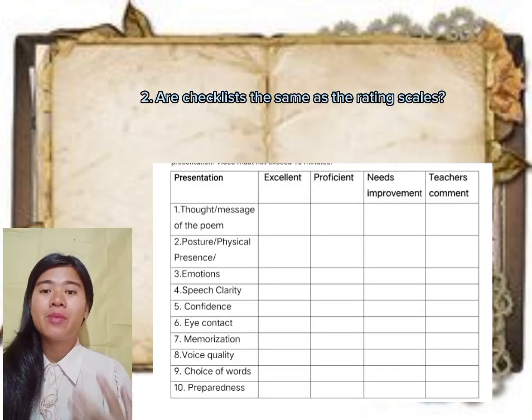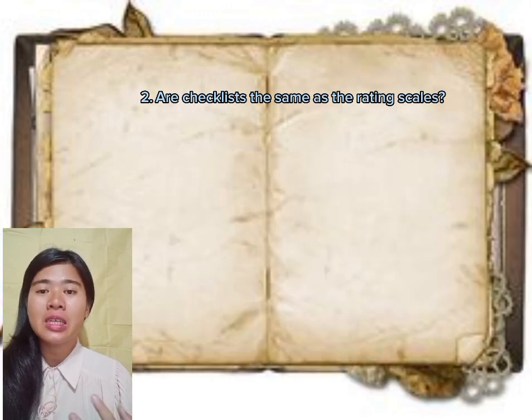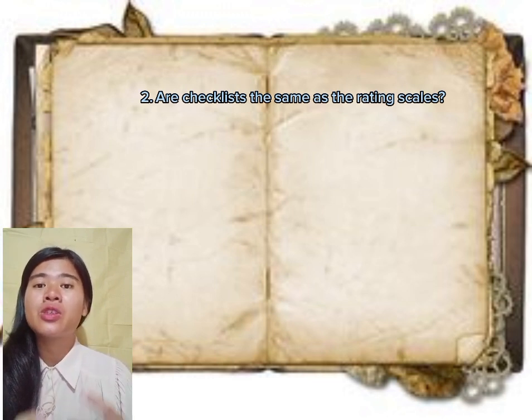Are checklists the same as rating skills? The main difference between an observation checklist and a rating skill is that a checklist observes whether the criteria is met or not, usually by means of X or O. In the case of rating skills, a number is often given to ascertain the level to which the student has achieved the aim of the activity.